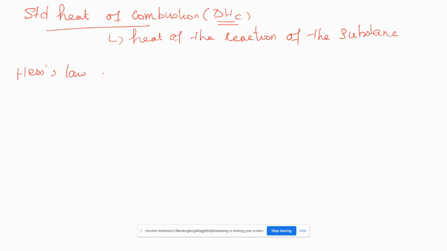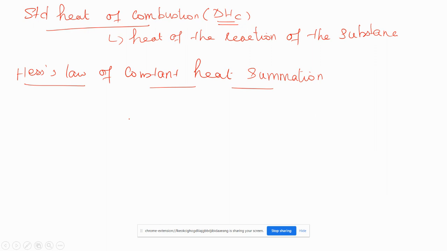The next concept is Hess's law of constant heat summation. Usually, this law states that the enthalpy change, which you know is represented by del H, in a particular reaction, whether heat is absorbed or evolved, is the same.